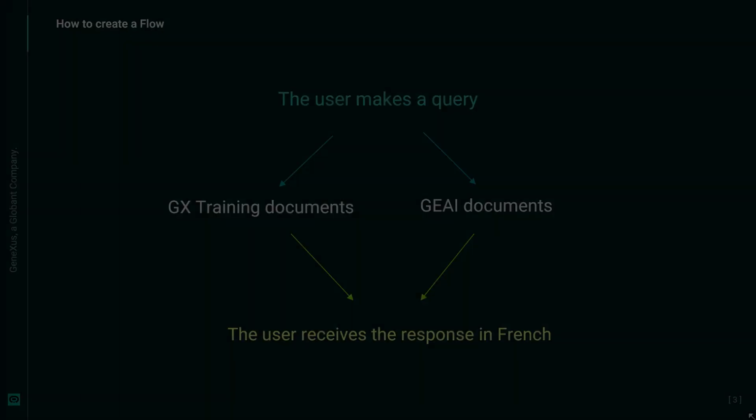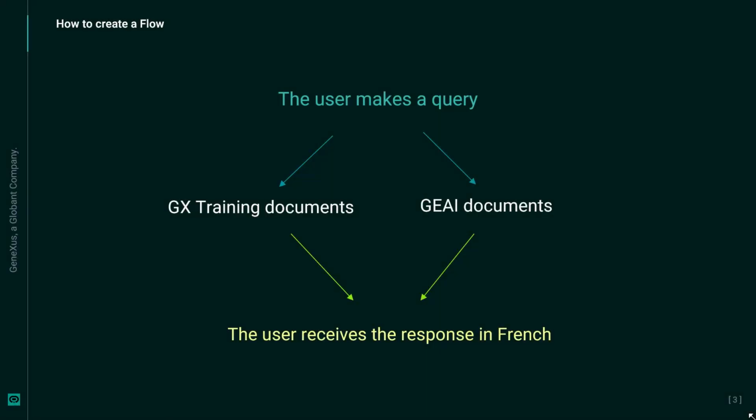Let's create our first flow. The objective is to offer the end user the possibility to ask a question on a GeneXus or Globant Enterprise AI training topic and have the answer translated into French.